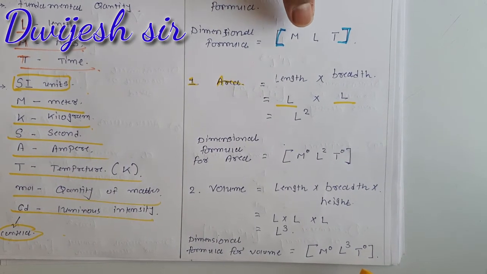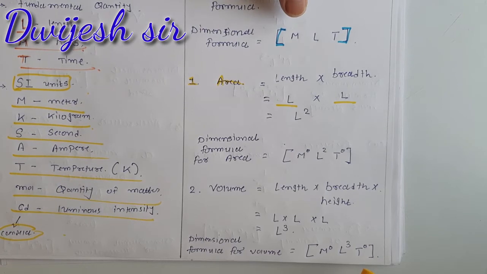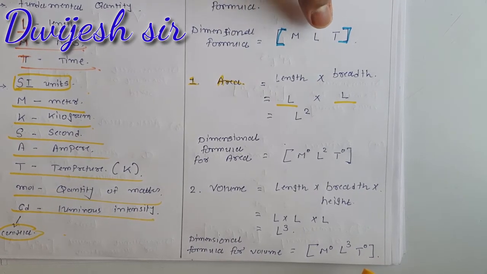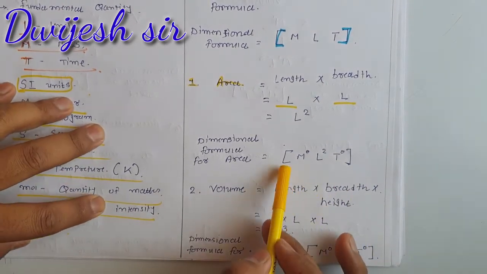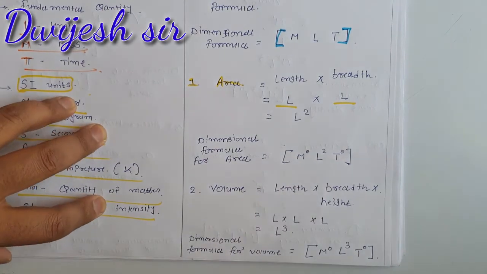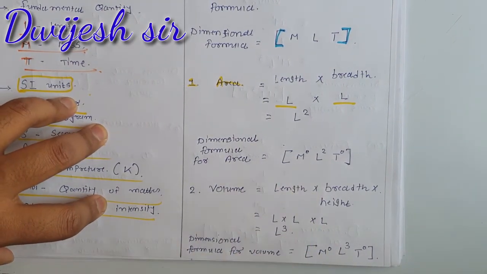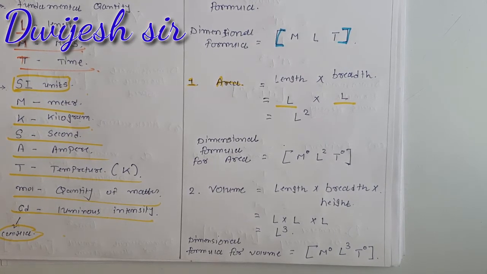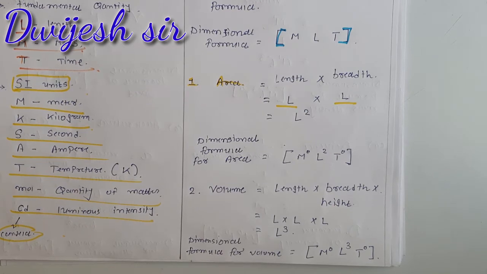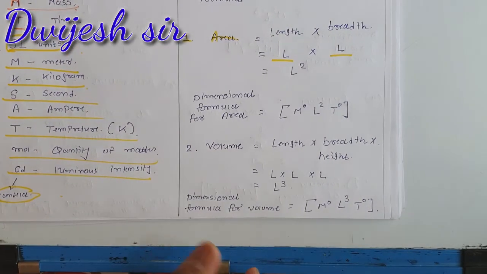Is M, the mass, present? No, so M0. Is L present? Yes, it's L to the power 2. Is T, time, present? No, so T0. So we represent it as M0 L2 T0. Sometimes we can also represent it directly as L2. But we should always remember to follow the rules or format. The format is M L T, and if M and T are not present, you have to write them with the power of 0.